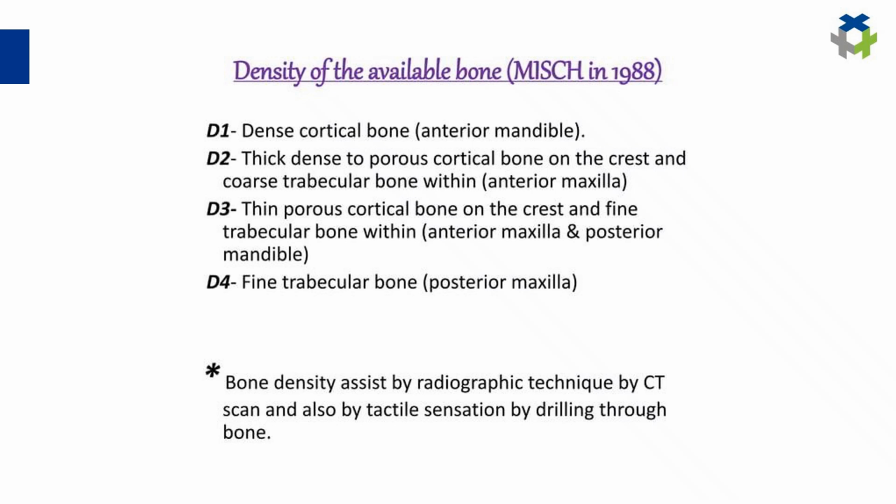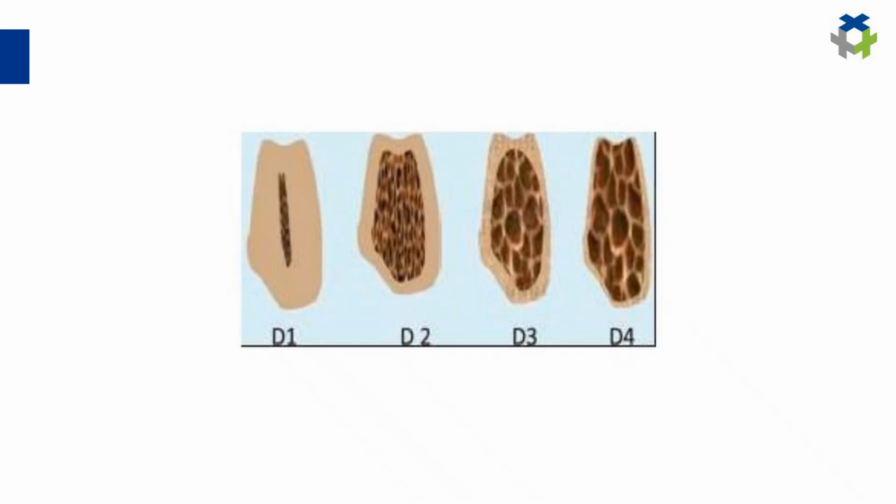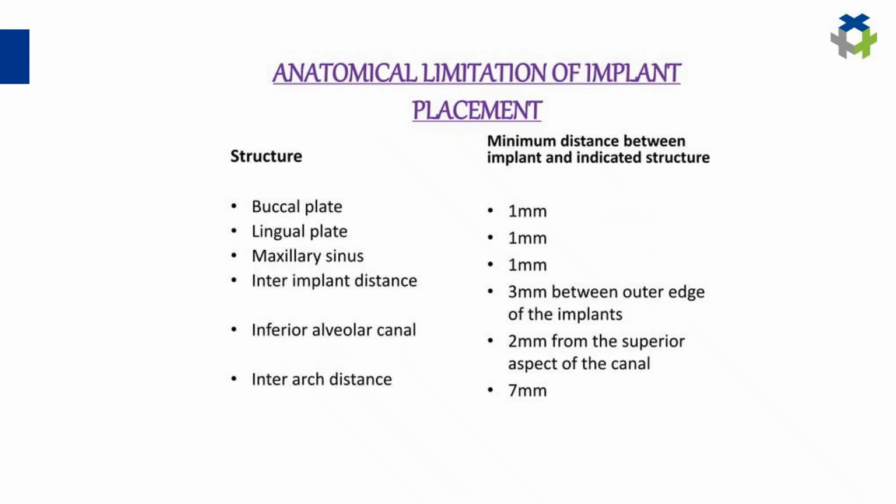Bone density is assessed by radiographic technique, by CT scan, and also by tactile sensation by drilling through bone. So this is D1, D2, D3 and D4. What are the anatomical limitations of implant placement? So, the minimal distance between an implant and an indicated structure.